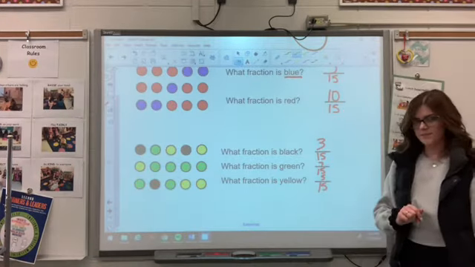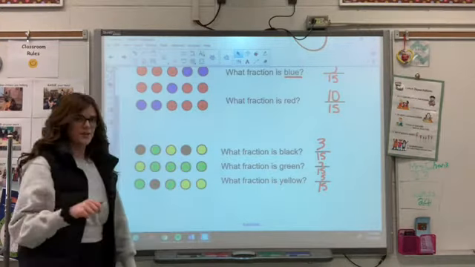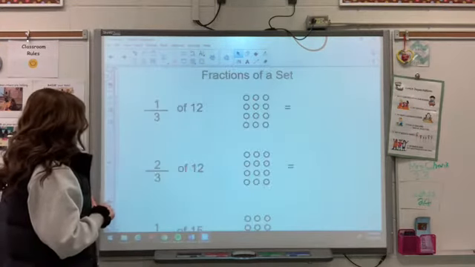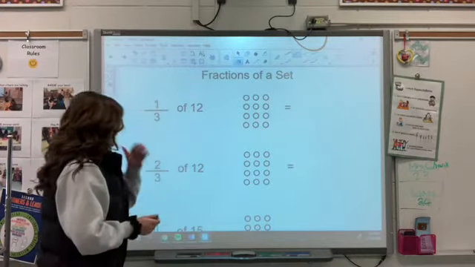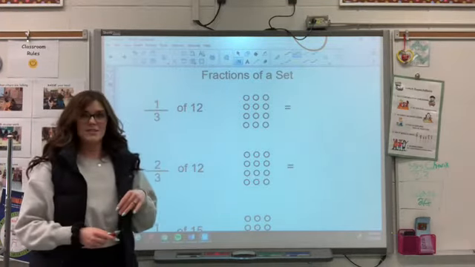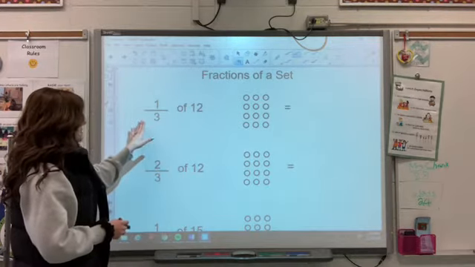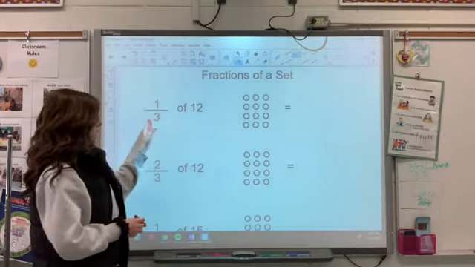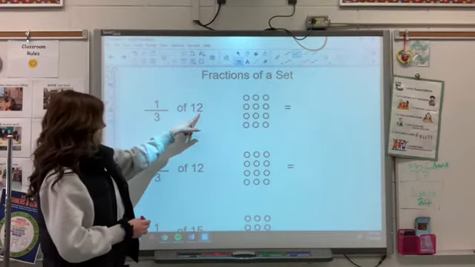5/15ths are yellow, okay? Again, don't worry about simplifying fractions. That is for a later lesson. Now this is where it gets a little bit more challenging. This is when we use a little bit of our multiplication and division for part fractions, okay? So now I'm going to be trying to circle a fraction of a set. So I have 1/3 of 12.